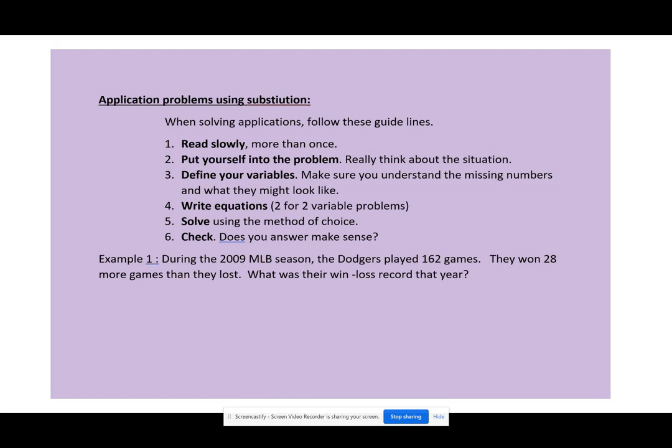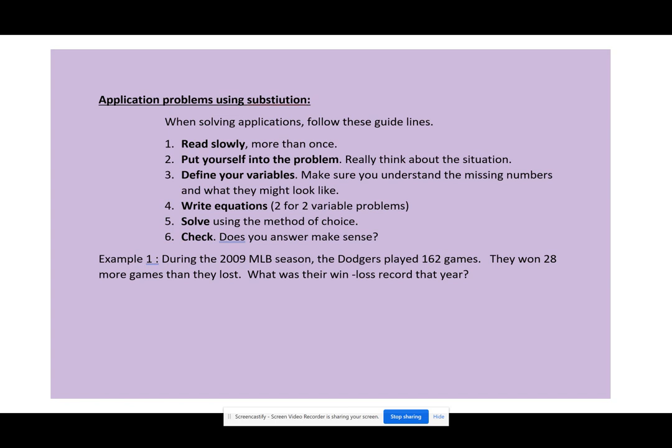They won 28 more games than they lost. Wait a minute, they won 28 games? No. What a horrible season. No, let's read it again. They won 28 more games than they lost. Okay, so think about that. They won 28 more games than they lost. That means the win number is a big number and the loss number is a smaller number. They had a winning season.